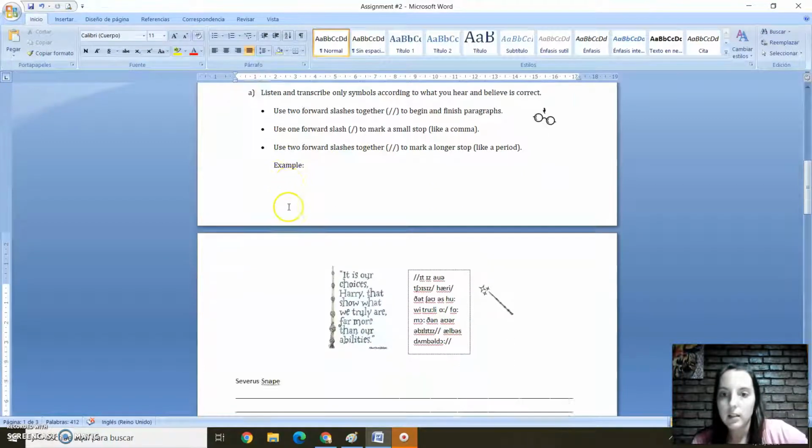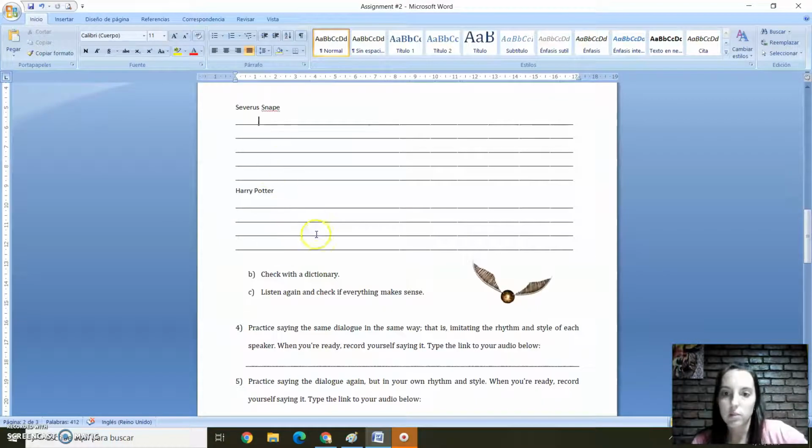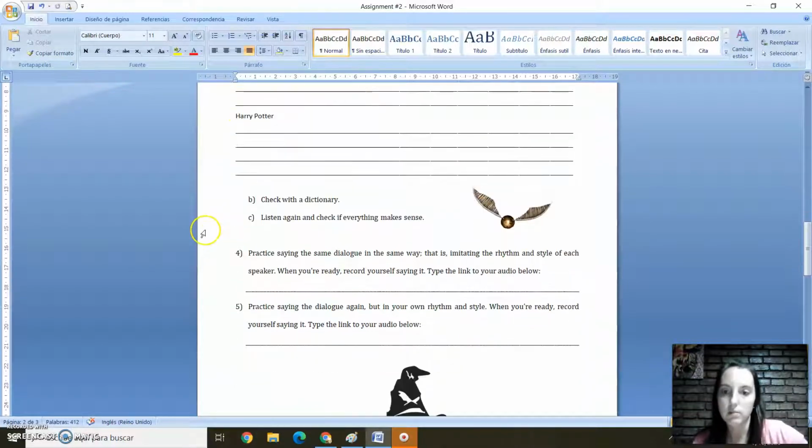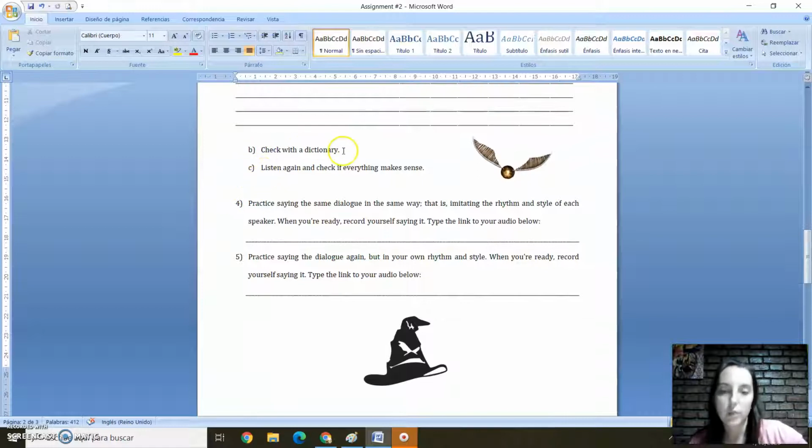Then, second step, you transcribe, right? Both parts, Severus's speech and Harry Potter's comments. Then you check with the dictionary.